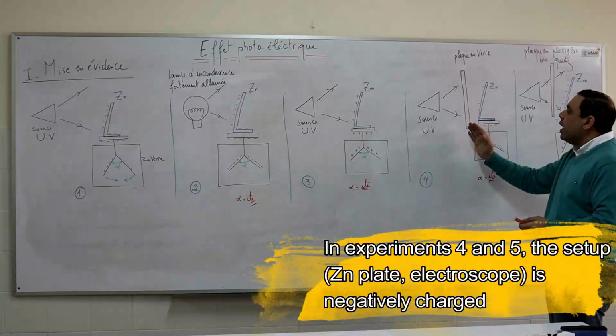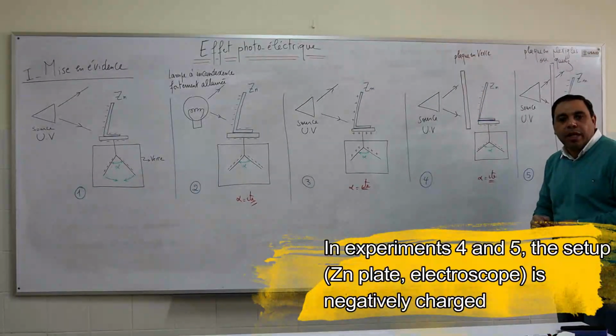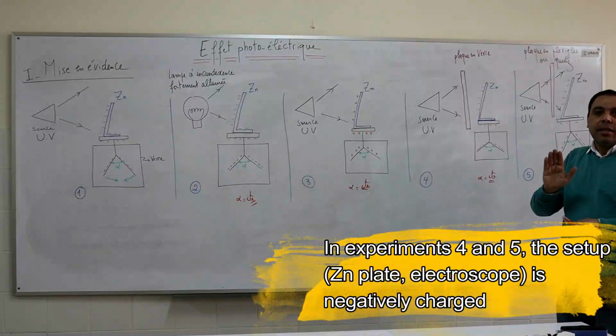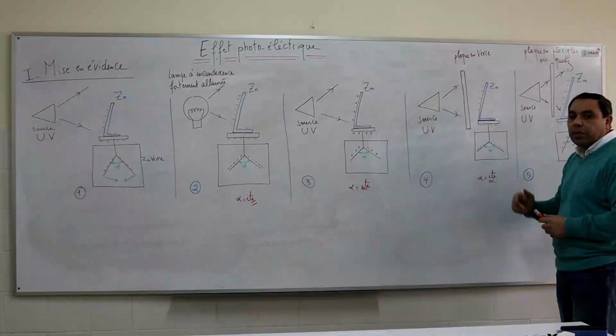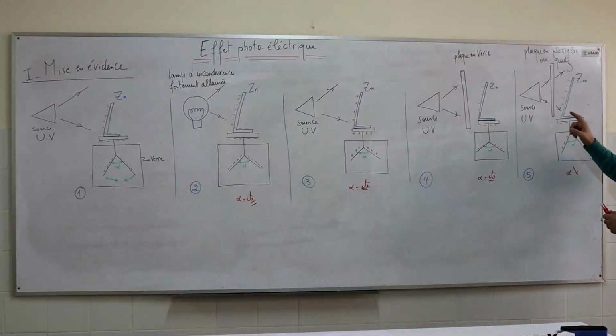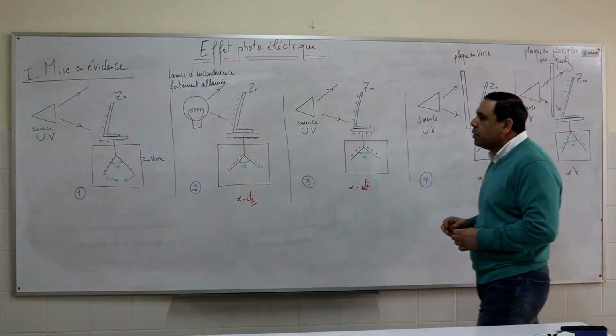The glass plate blocked the ultraviolet radiation from passing to the other side. Whereas the plexiglass or quartz allowed the ultraviolet radiation to pass through the other side. And as a result, the setup will discharge.